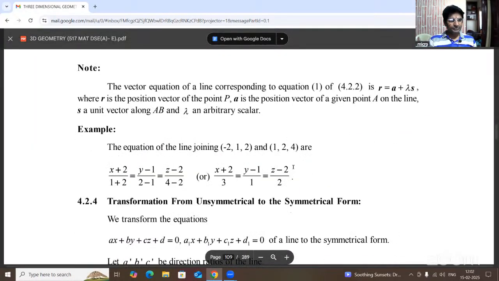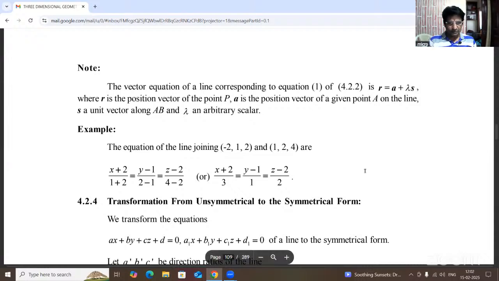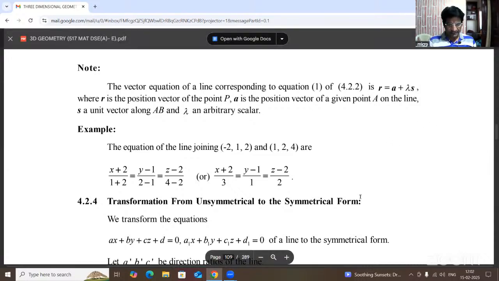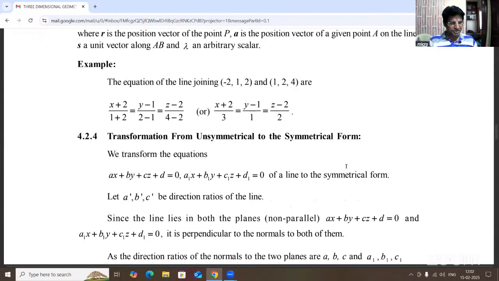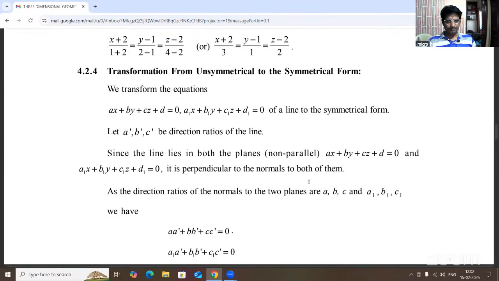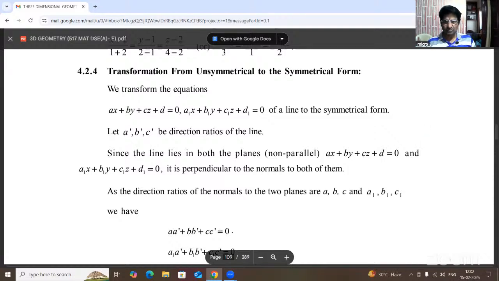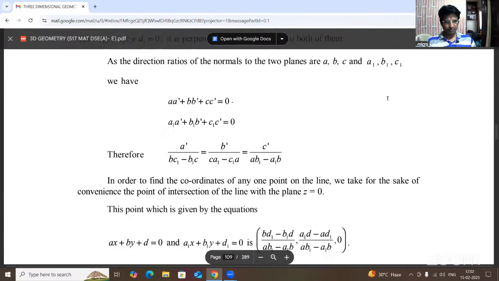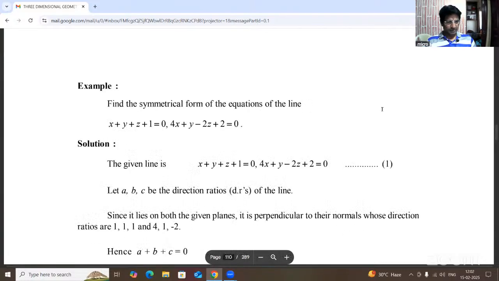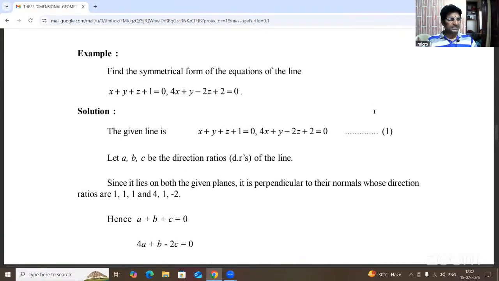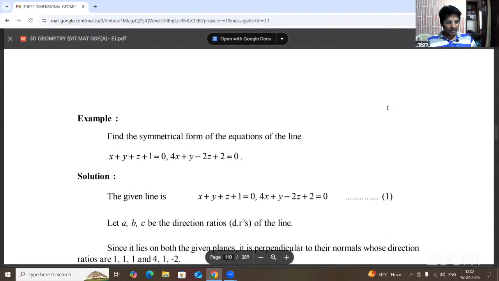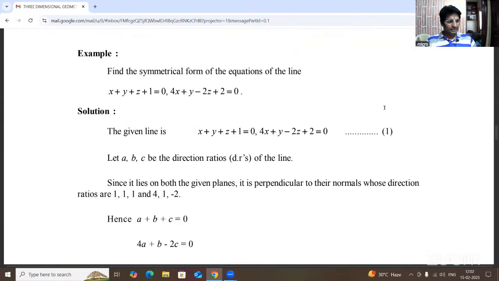Okay. Now, please look here. This is one of the important expressions here: transformation from unsymmetrical to the symmetrical form. Now, we have already discussed this problem: find the symmetrical form of the equations of the line. Already in the previous class we discussed especially this problem.